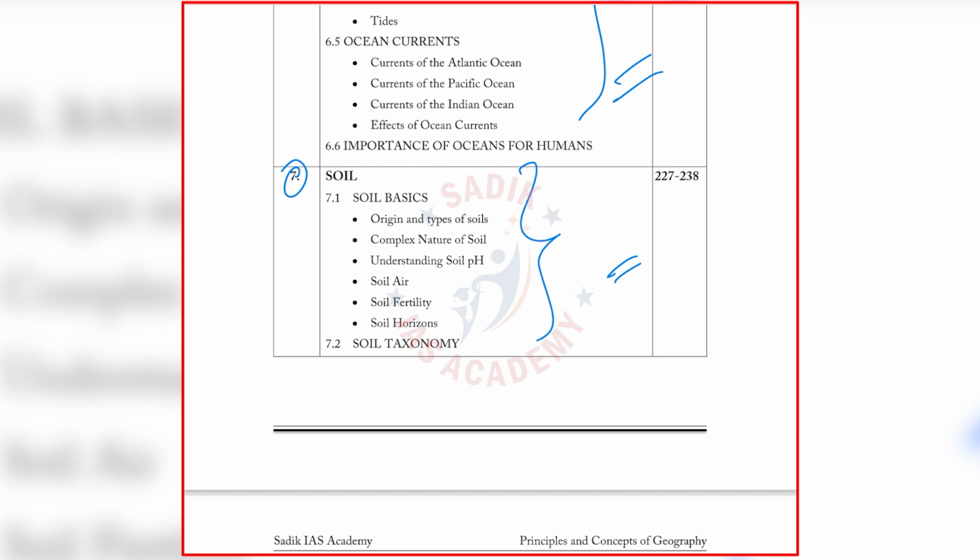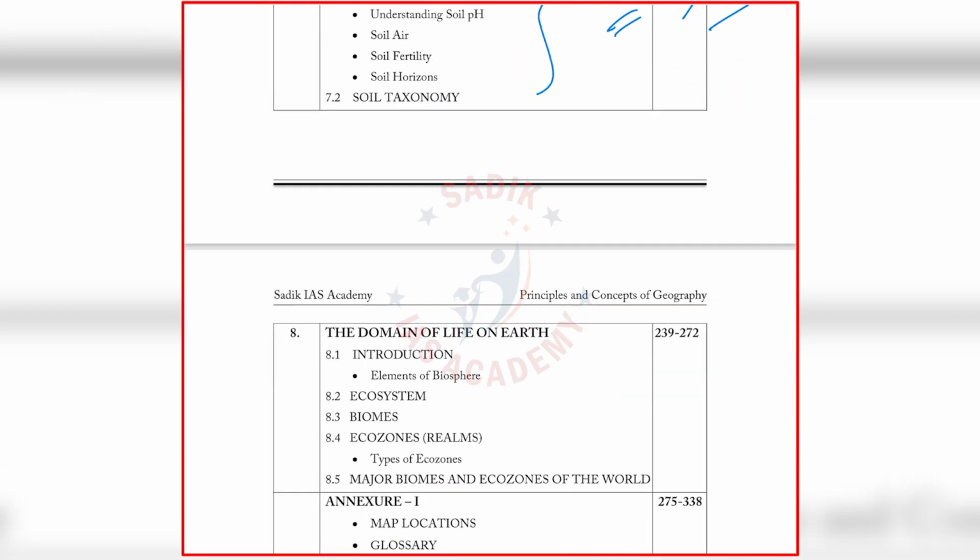I have not covered India here. Indian soil and Indian vegetation are separate; we have not covered them here, and there is a separate book available with us for that. So that is all different. This is just about the general foundations of geography.